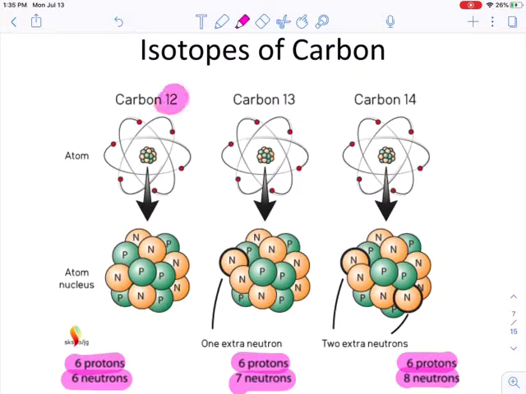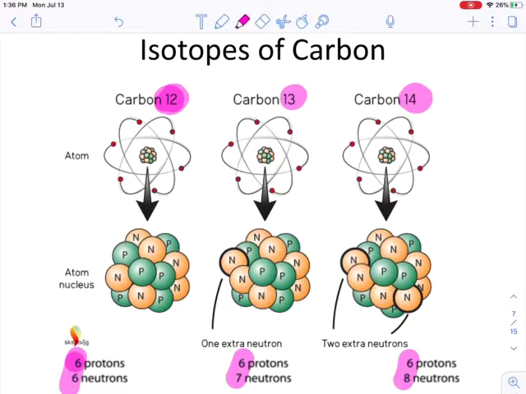So carbon-12 here contains 6 protons and 6 neutrons. Please note that the 6 protons and 6 neutrons go together, add up to make 12. 6 and 6 is 12. Carbon-13 is carbon-13 because it's 6 and 7. Add those up and you get 13. And carbon-14 is carbon-14 because 6 and 8 go together to make 14.